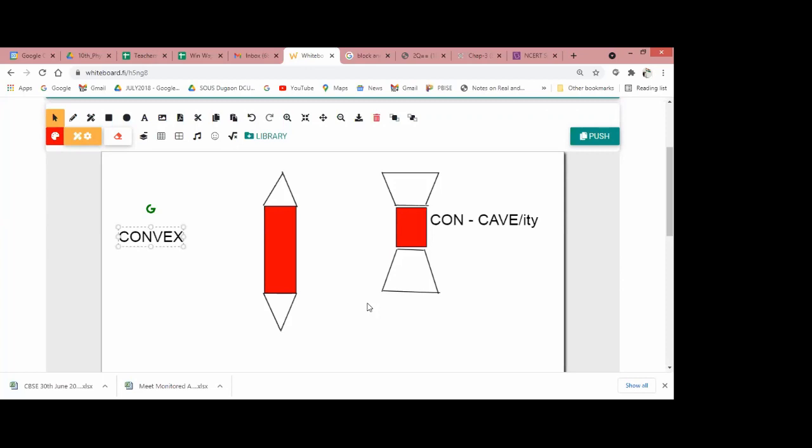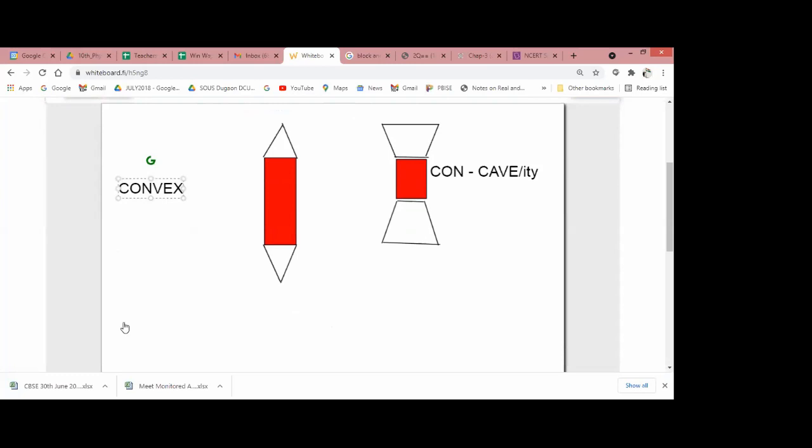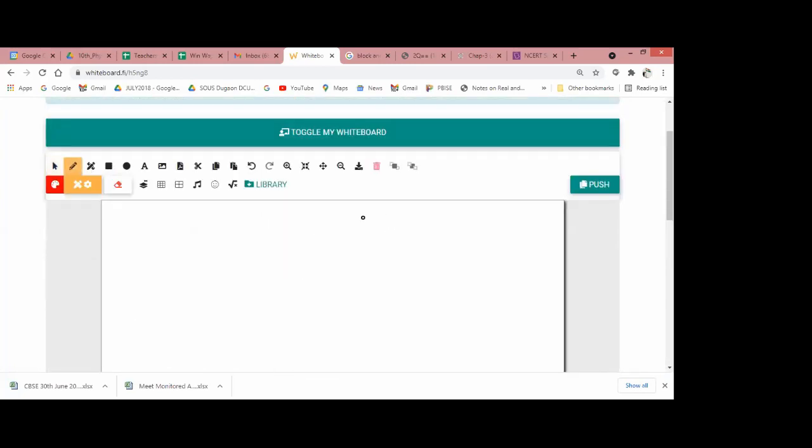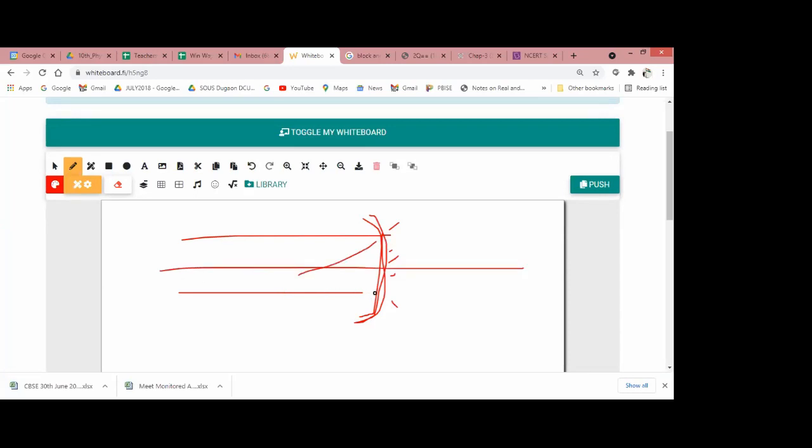Understand? Do you agree or not? I'll just show you something like this. We had a cavity. This was the mirror. I'm sorry, the board is not very clear. This was the principal axis. Then the rays used to converge at one particular point after hitting it in a concave mirror. Agreed or not? Yes, agreed, sir.